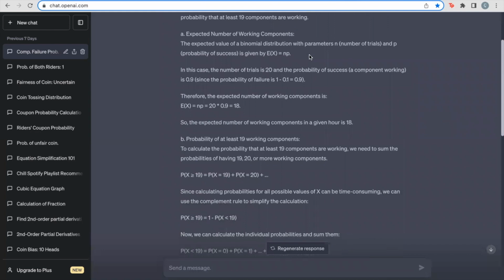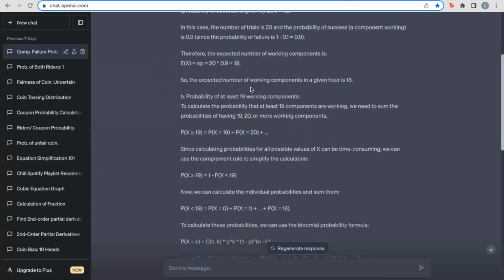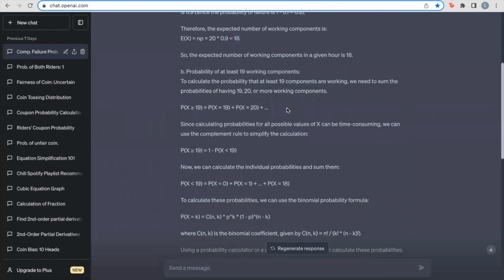The expected value of a binomial distribution with parameters n and p is given by this formula. And we can see the n is 20, the number of trials, and p is 0.9, and this is the probability of failure. When we multiplied them, we found 18. This solution is true.